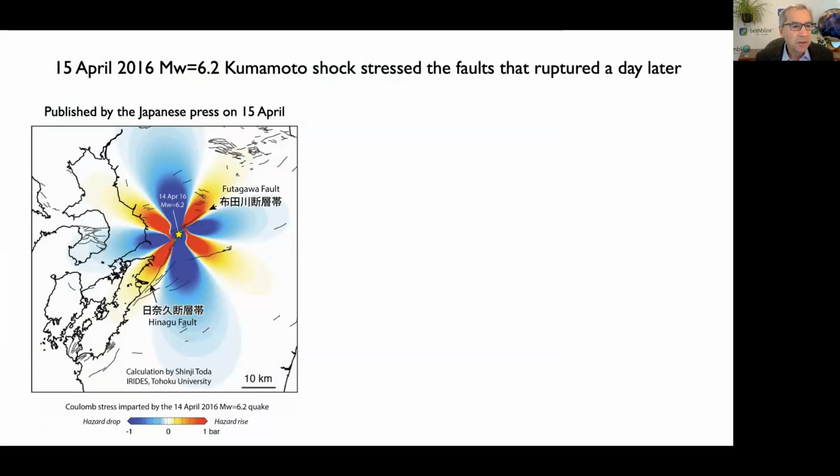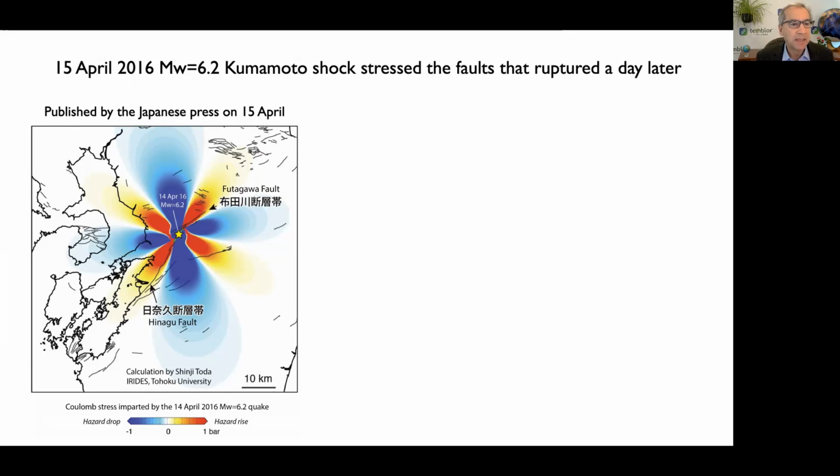And after this magnitude 6 in Kumamoto, Japan, on the southern island of Kyushu, you're now familiar with this pattern. He said, look, the Futagawa fault is in a stress trigger zone, and so is the Hinagu fault. So one or more of those could rupture. This 6 could end up being a foreshock. So this was presented to the Japanese press.